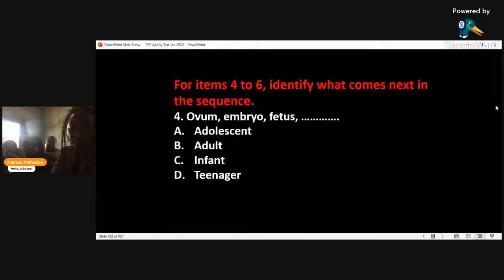All right, items 4 to 6, identify what comes next in the sequence. Ovum, embryo, fetus, then infant, right? So the ovum is the egg. And then when it is fertilized, it becomes the embryo. Then the fetus and then infant.